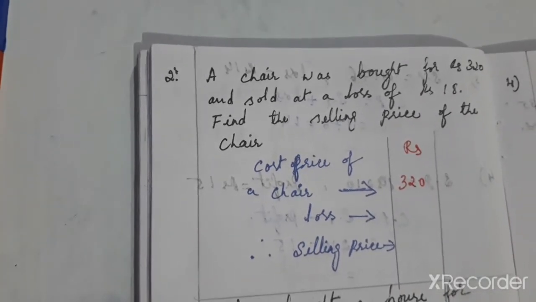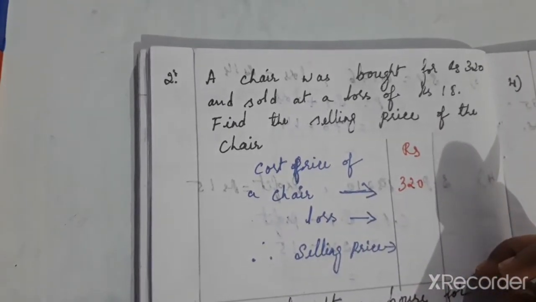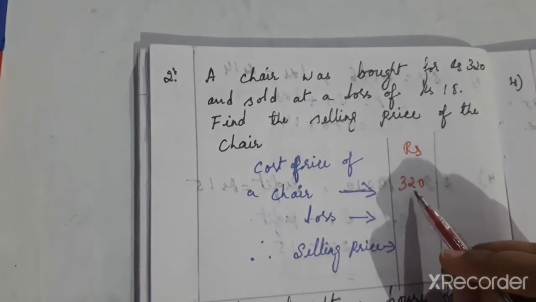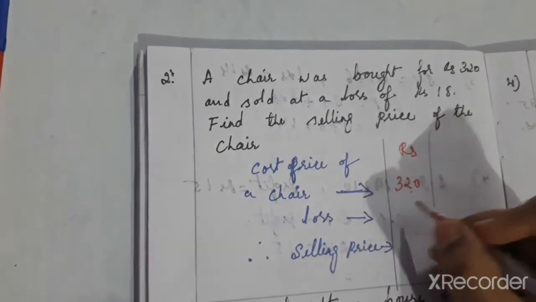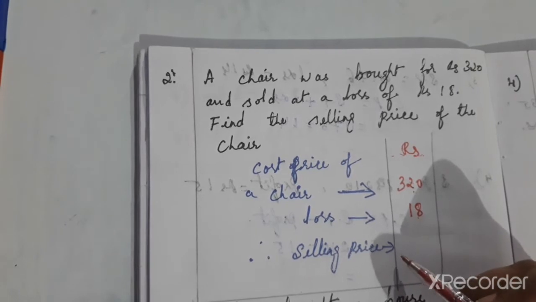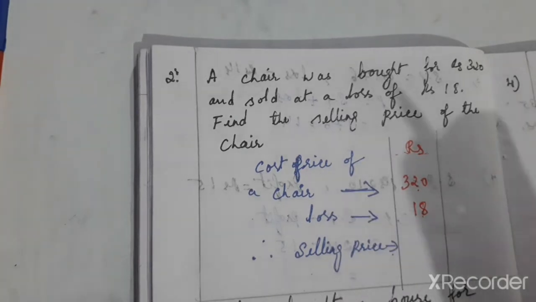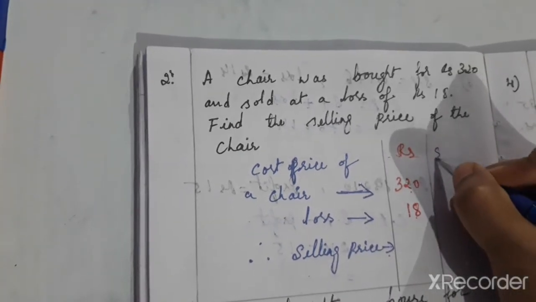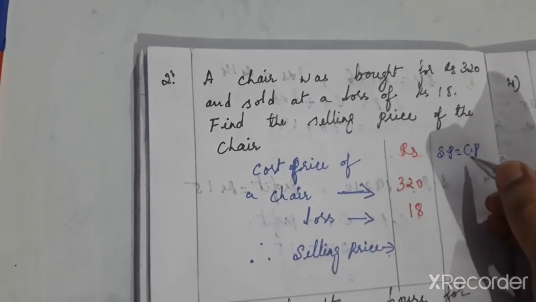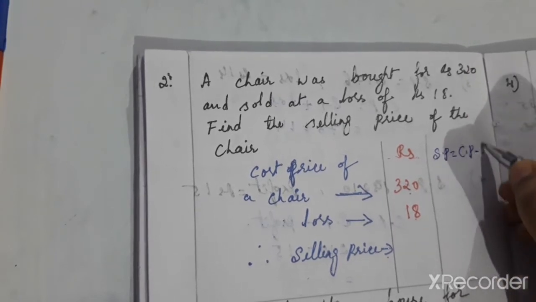Don't use a red ink pen, children. Question in black ink, answer only in blue pen. Any calculation you can try with pencil or pen. So cost price of the chair is 320 and loss is given in the question, that is rupees 18. We have already written rupees at the top, so no need to write it again here. What is the formula to find selling price when cost price and loss are given? Formula is selling price equals cost price minus loss.